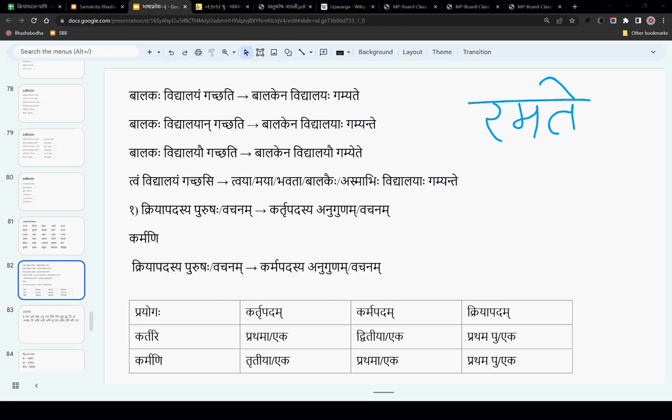Then this becomes ramyate. Then you have ramate, enjoys. Balaha ramate. Then modate is also there. Modate, he enjoys. Balaha modate.